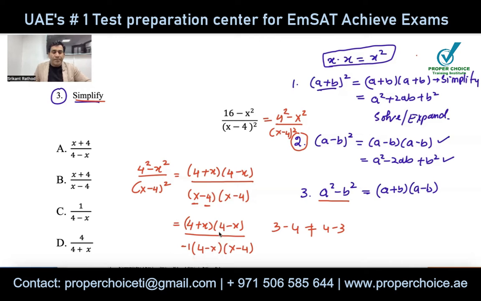Now let's cancel them. 4 minus x gets cancelled out, and finally we are left with the numerator as 4 plus x and the denominator as -1 times x minus 4. If you multiply the negative into both terms in the denominator, the numerator becomes 4 plus x divided by the denominator 4 minus x. So that is the answer to this question: 4 plus x or x plus 4, that is fine, over 4 minus x. I must say option A.